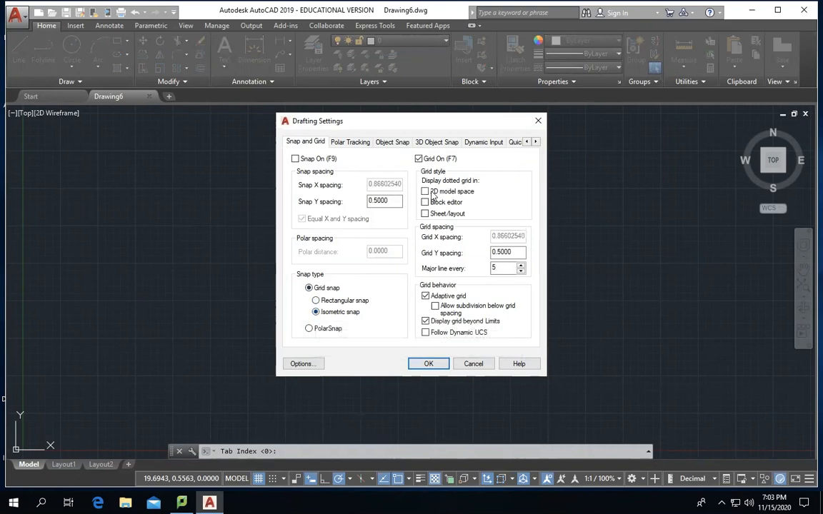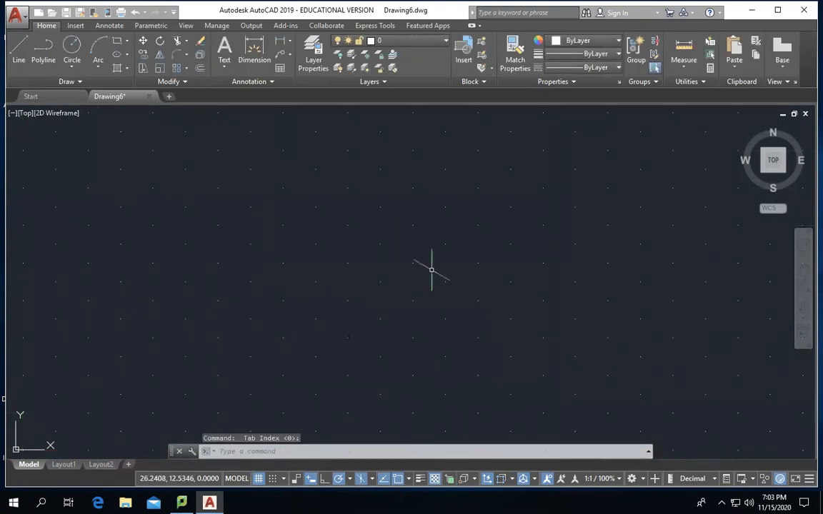And it also makes it a lot easier to visualize isometric drawings when you display the dotted grid in 2D model space. So I'm just going to select that as well, so you could see dots instead of a grid. And okay, so now we're ready to start drawing.